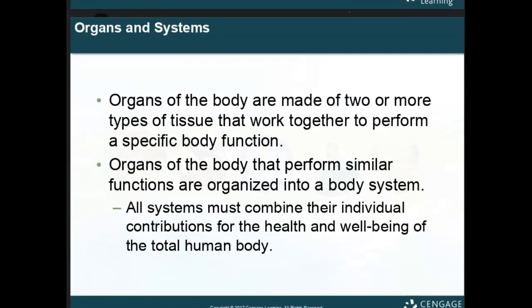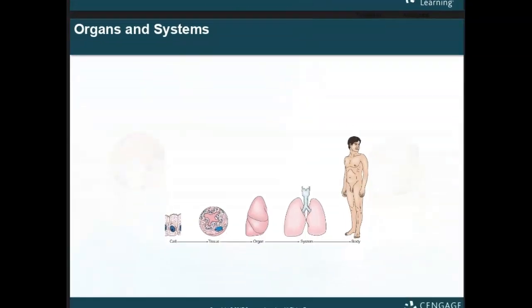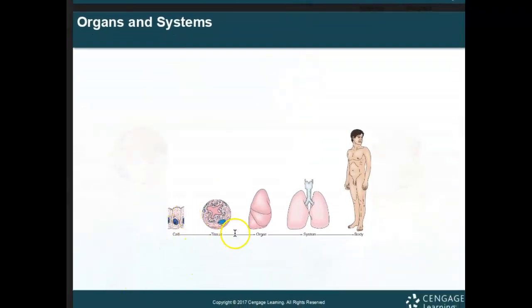Organ systems of the body are made of 2 or more types of tissue that work together to perform a specific function. Organs of the body that perform similar functions are organized into systems, and all systems must combine their individual contributions for the health and well-being of the total human body. So you can see here in this graphic, it shows you the cell, the tissue, organs, the system, respiratory, and then the body, and how it all works together.